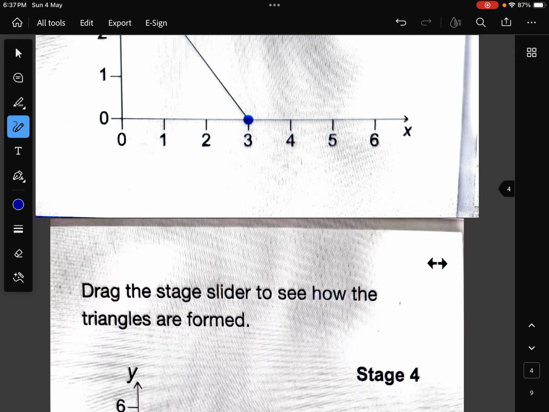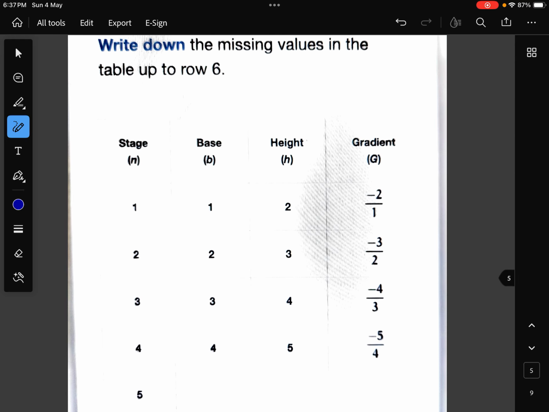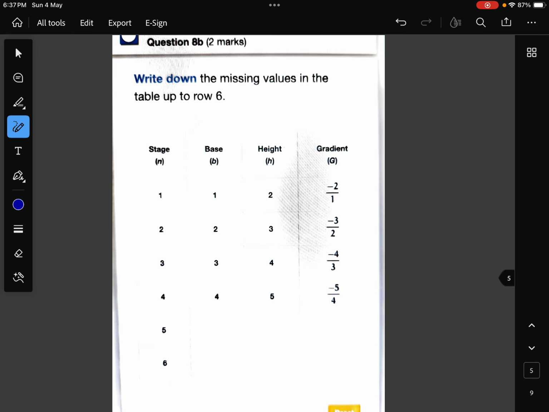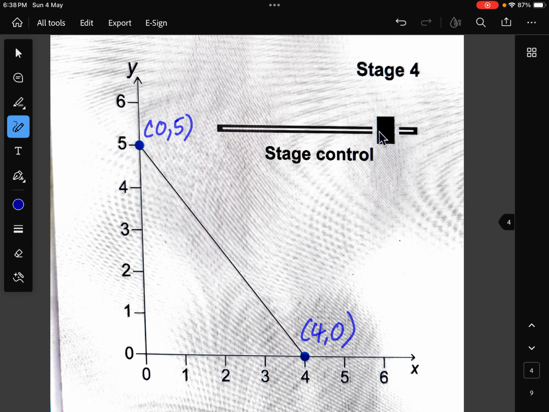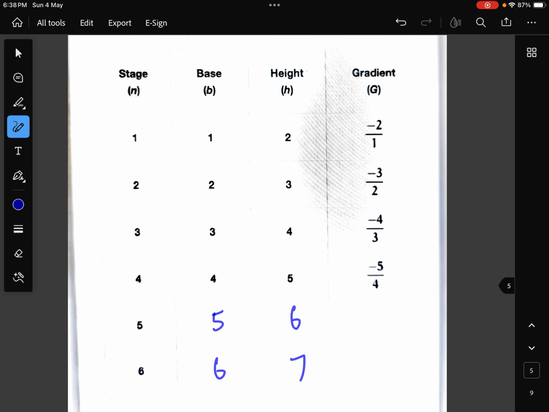Let's look at the next question, which is to write down the missing values in the table up to row 6. If you look at this table and want to fill it out without looking at the diagrams, I think that's generally fine, because you would probably see a very obvious pattern: the base is going up by 1 each time and the height is going up by 1 each time, which is what has been shown in the stages with the visuals given to you in this assessment. And we got the gradient for the first 4 stages.